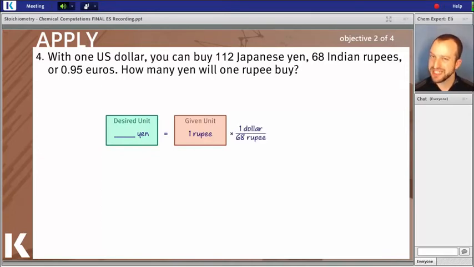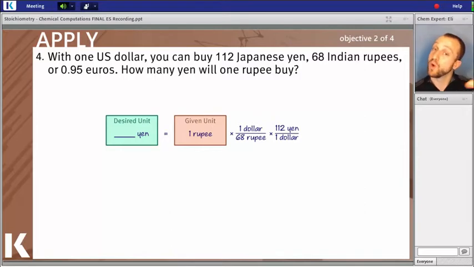Now I'm canceling out my rupee in the bottom, but I'm left with dollars. I don't want to end in dollars. I have to remember I'm shooting for yen. So now I still have a conversion I can do, $1 to 112 yen, but remember I'm canceling dollar. I don't want dollar in the numerator again. I want dollar to be in the bottom. So times 112 yen per dollar means now I can cancel the dollars, and I'm left, canceled rupee, canceled dollar, left with yen, perfect. Now I just multiply across.